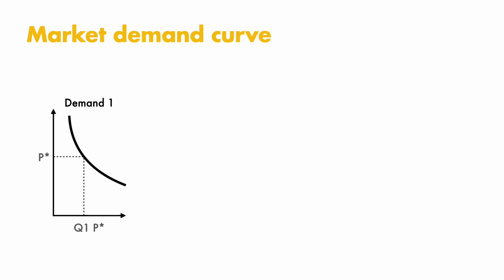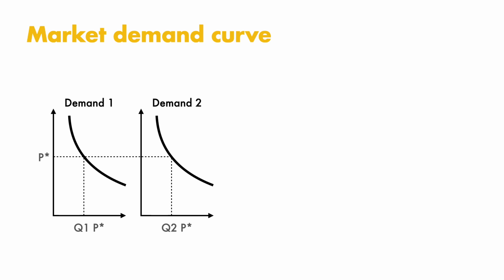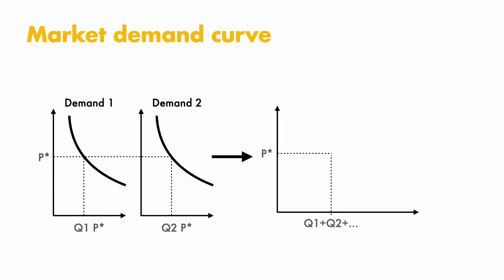To go from individual to total demand, you need to add up all the individual demand curves. You add them up horizontally. That means you add up all the individual quantities demanded at a particular price. As with individual demand curves, the total demand curve need not look anything like this nice downward sloping curve.